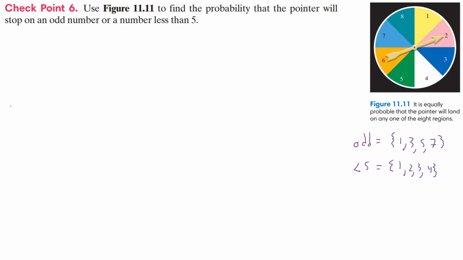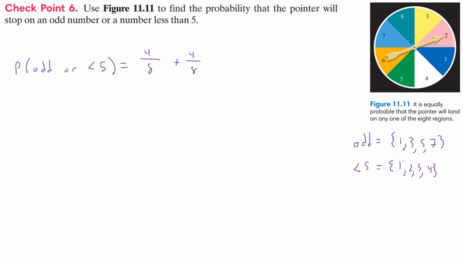Okay. So now we want the probability of odd or less than 5. Well, what's the probability of odd? Odd's going to have 1, 2, 3, 4 out of the total of 8. Probability of less than 5, well, that's going to be 1, 2, 3, 4 out of the total of 8.